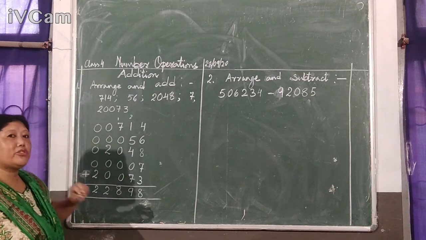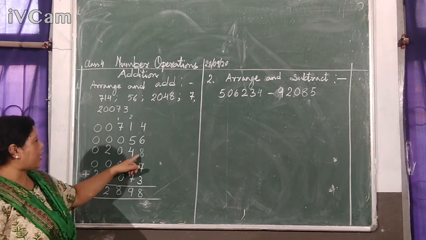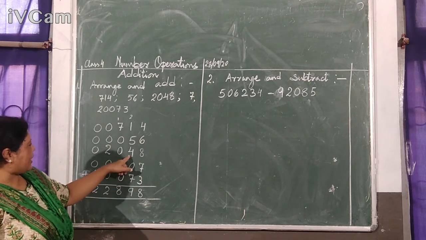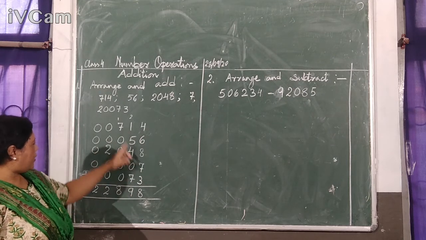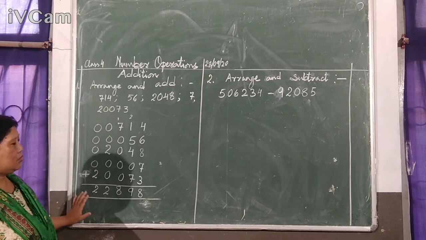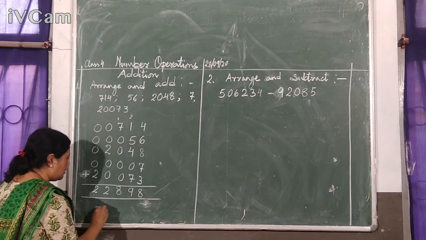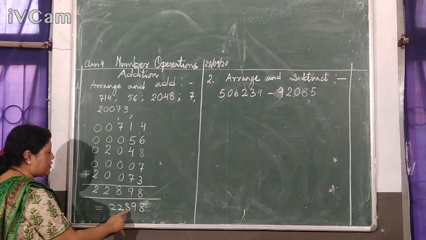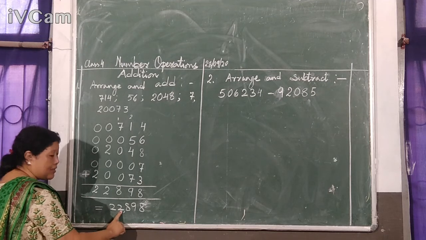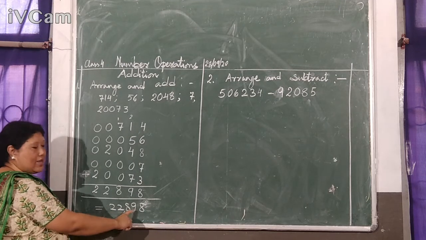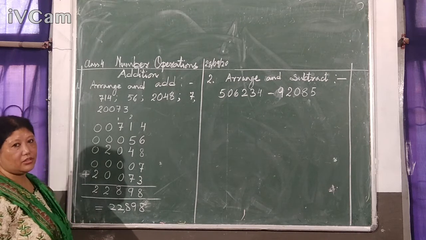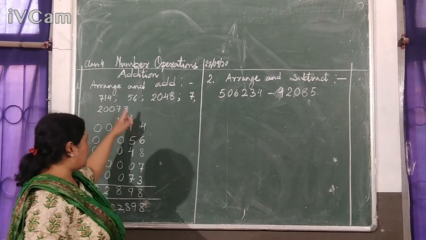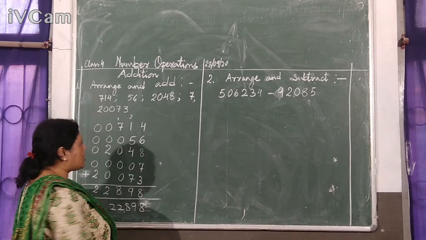Let me check. You also check. Okay. Whether the answers are correct or not. 10, 18. 18 plus 6, 24, 28. 2 plus 7, 9, 10, 13, 18, 19. 1 left. 1 plus 7, 8, 2, 2. Okay. So you got 2, 2, 8, 9, 8. That means 22,898. Okay. So you all know addition, how to add, but arrangement is important because I've seen students doing like this.